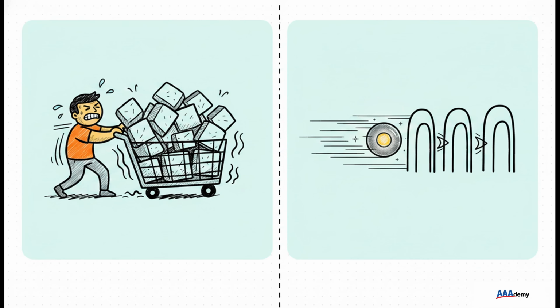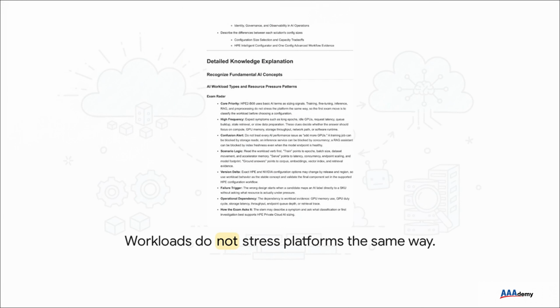And if an inference workload is bogged down by concurrency, buying more raw dataset capacity isn't going to fix your latency. Now, what's really interesting here is how easy it is to fall into a fatal design flaw. Mapping an AI label directly to a SKU without identifying the true resource pressure is a huge mistake.